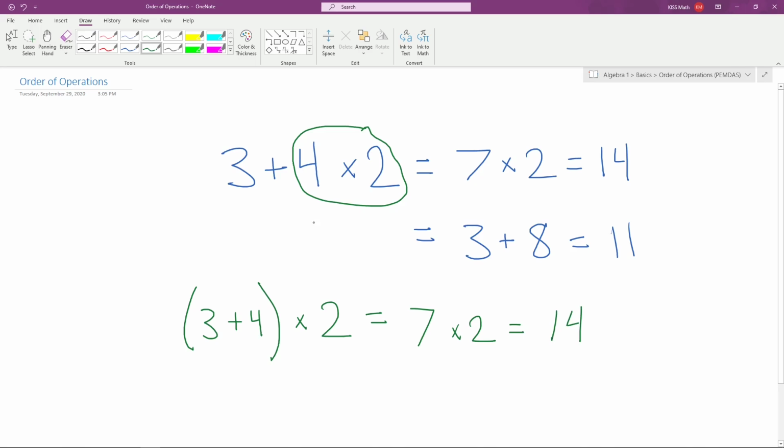So between these two equations here, although the numbers are all the same, these parentheses give you a very different answer.